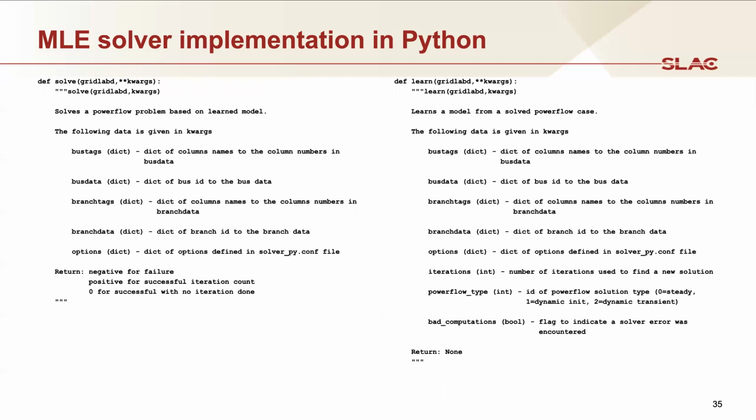All right, so here are the two implementations that have to be provided in Python to implement a learning solution. The first is the solver itself. And if the solver succeeds, it returns a positive or 0 value. If it fails, it returns a negative value. And then the learning component, which has no return value. So it's not important that it actually succeed in learning. The main solver ignores the result of the learning process. So that's basically all there is to it.